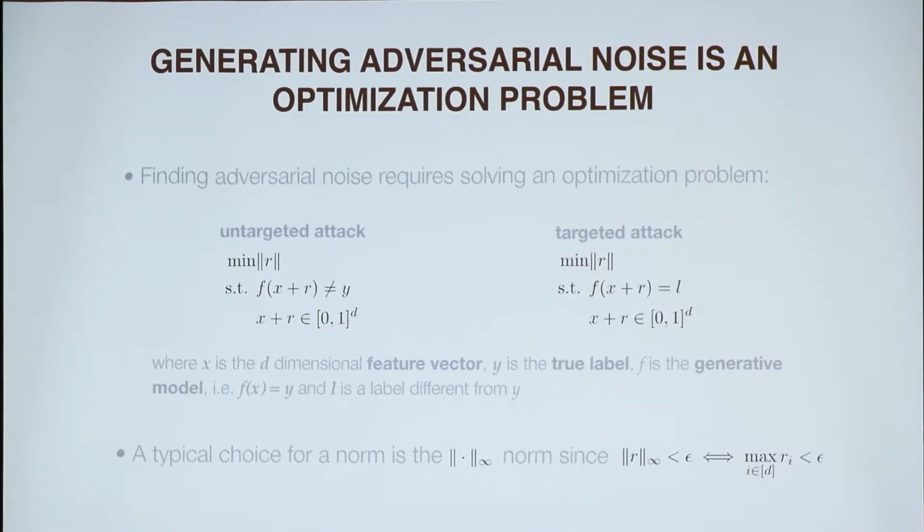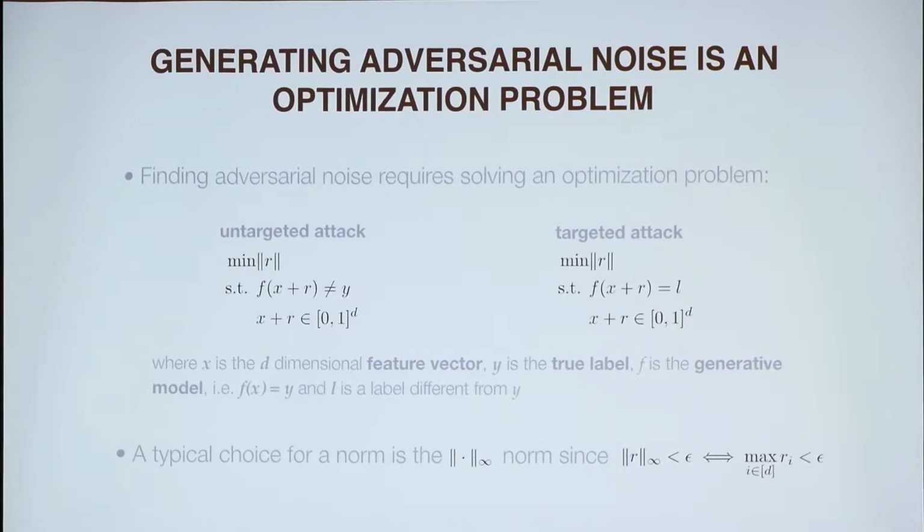And I'll talk about it more implicitly. We're not always going to assume that we have access to F, but maybe the loss function that's used to train the classifier. That's more accurate.